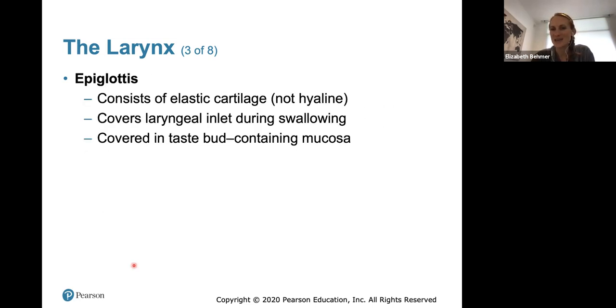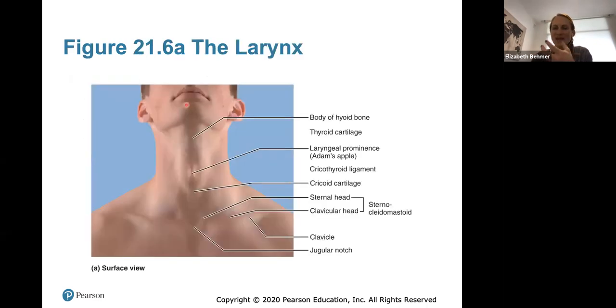The epiglottis, again, is elastic cartilage, not hyaline, excuse me. And again, it covers the laryngeal opening during swallowing. So here's a look from the external look of structures of the larynx. You can see that Adam's apple, the laryngeal prominence of your thyroid cartilage.